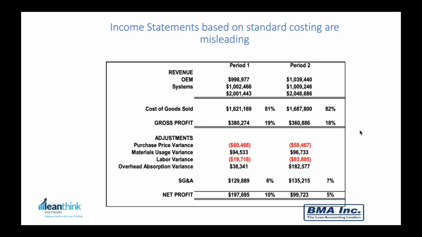So here's a typical value stream income statement based on standard costing. So we have our revenue, and you can see in period 2, the revenue is greater than in period 1. If you go down to the profit line on the bottom, what you see is profit is about $100,000 less than in period 1. Now, how many of you have experienced this? I'm sure a lot of you have.